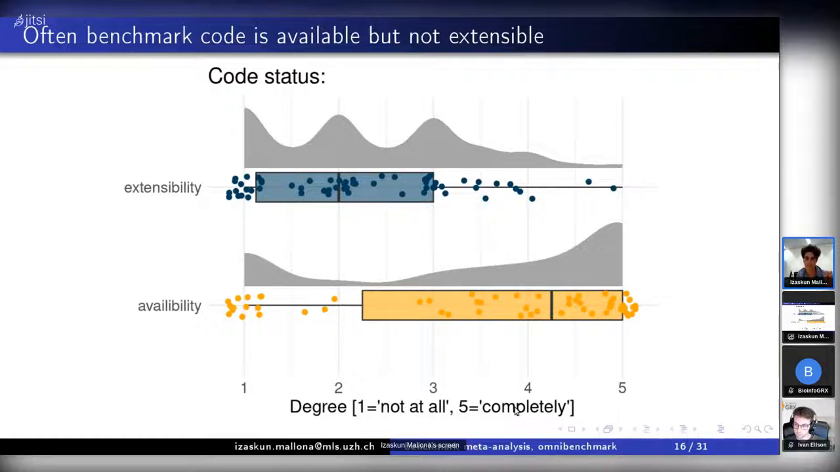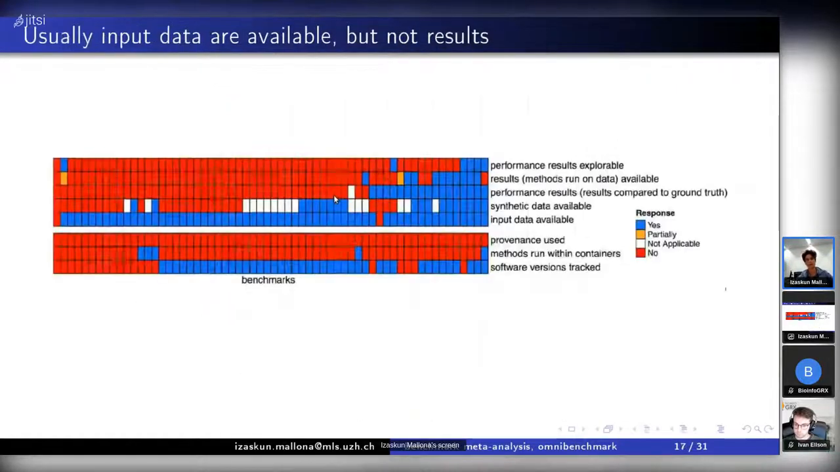why do I grade this from 1 to 5? Because in some cases, only parts of the code were available anyway. Imagine that even if you had the whole code, you could find that if you wanted to modify it, it's almost impossible because no workflow language has been used and the code structure is a bit too spaghetti, let's say. So we found an interesting lack of association between availability and extensibility, or rather, we found many cases of good availability and poor extensibility.